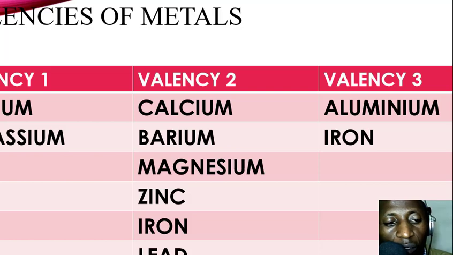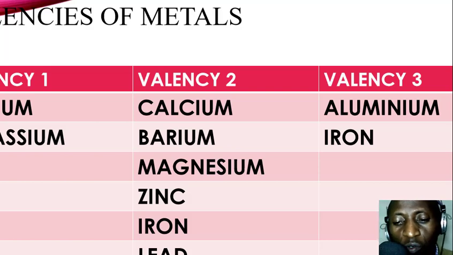So in this grouping, we have sodium being in the group that has valency 1, together with potassium. Amongst the elements that have valency 2, that is metals with valency 2, include calcium, barium, magnesium, zinc, iron, lead, and copper. Metals with valency 3 include aluminium and iron.